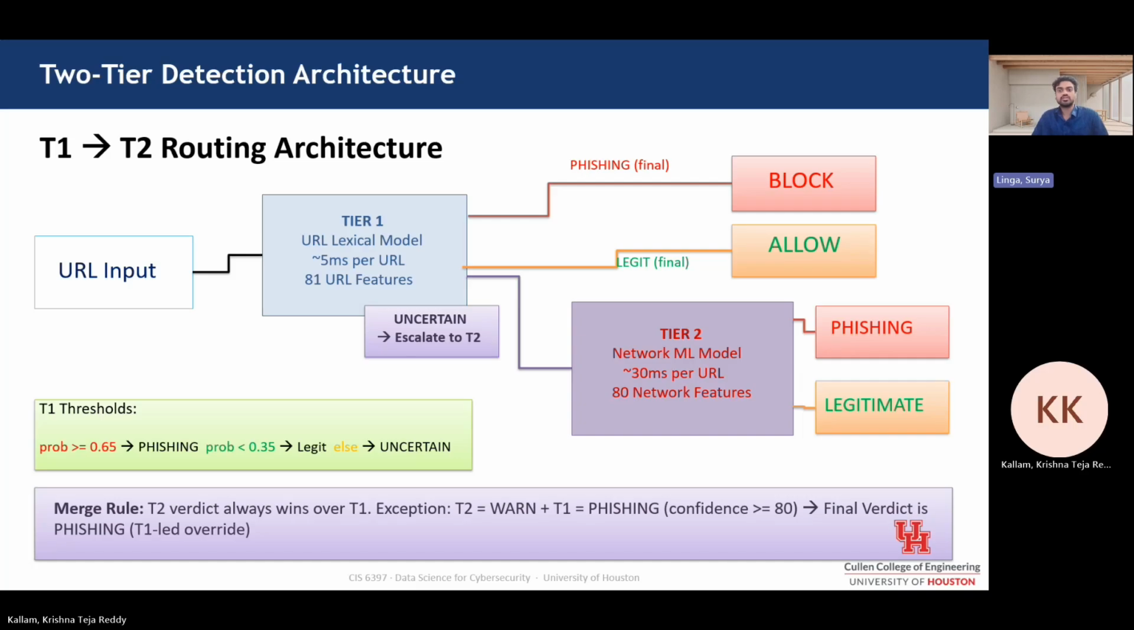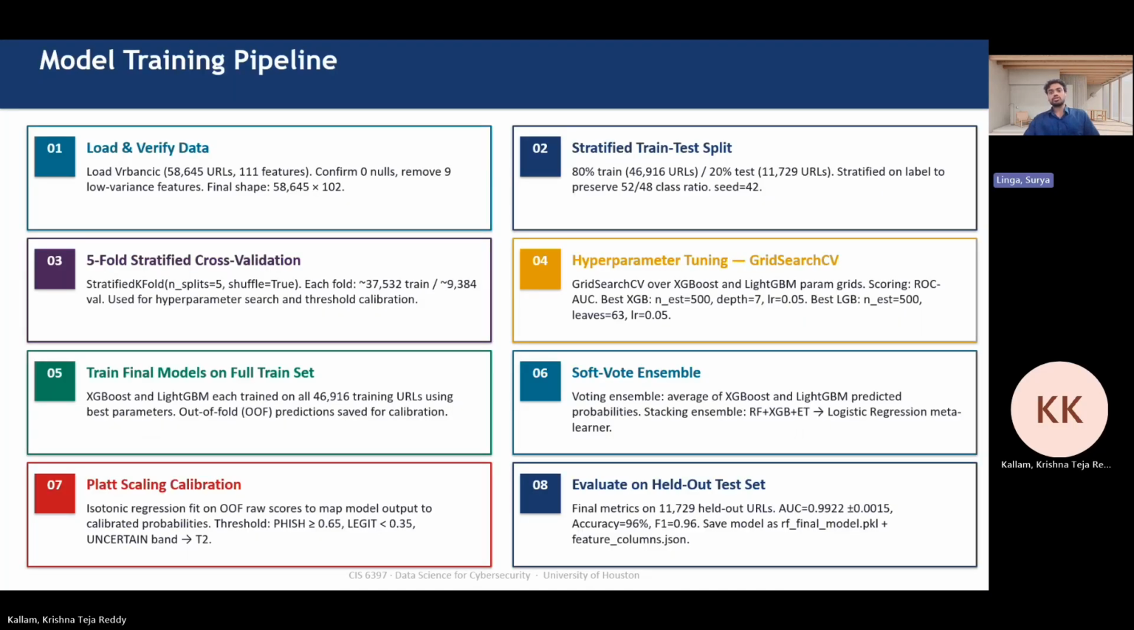So tier 2 does real network checks: DNS, certificate age, redirect chains, page content, and all of these are done in tier 2. It gives 3 answers: block, allow, and warn for human review. Tier 2 always overrides tier 1, except in one case. If tier 2 is unsure, but tier 1 is very confident it's phishing, we block it. So that is how our architecture works. Coming to model training, here is how we built the model step by step.